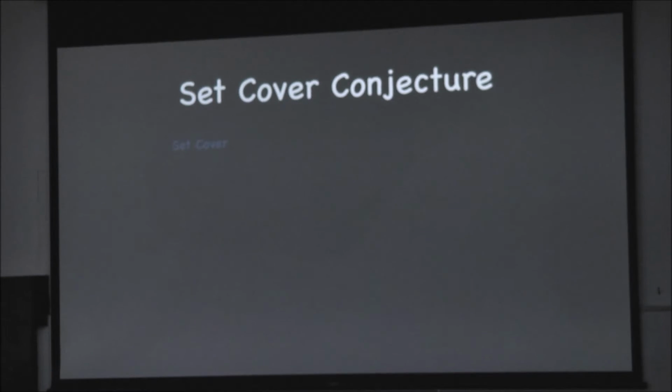Alright, so with respect to set cover, let me just recall the definition of set cover so that the conjecture and the things are clear. The instance first consists of a universe of size n, and a set of subsets of the universe, say m of them, F1 to Fm. The goal is to pick a set of subsets from F that covers U.